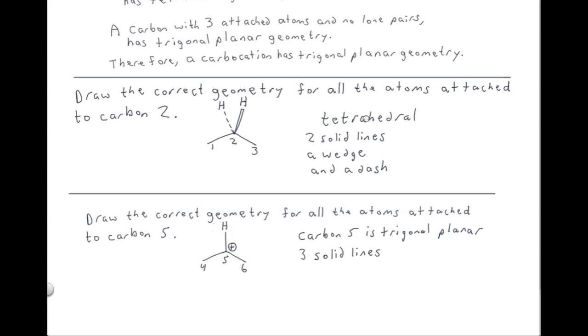Notice that tetrahedral geometry is not planar. These bonds are not all in the plane of the page. The bonds to carbon 1 and 3 are in the plane of the page, but the bond to the hydrogen points in front of the page, and the bond to this hydrogen points behind the page. So a tetrahedral geometry is not planar. And we show that by showing 2 of the bonds on a wedge and a dash.